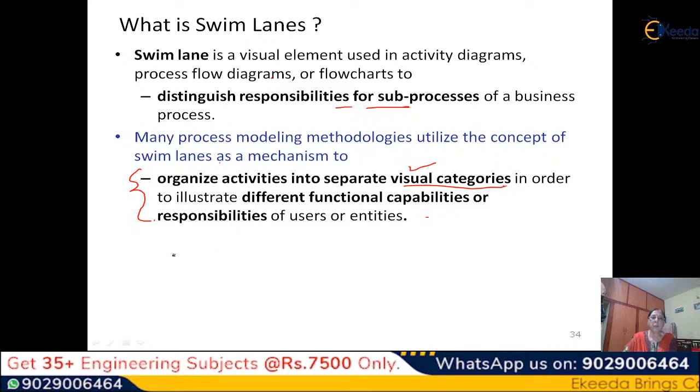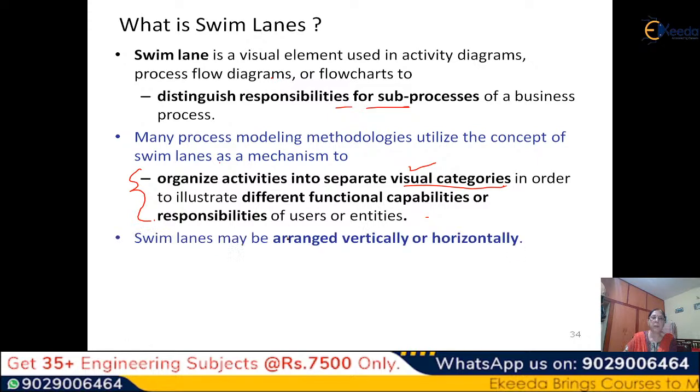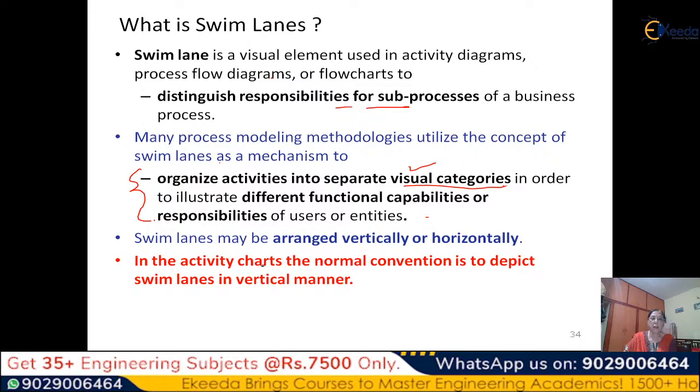So, different functional capabilities and responsibilities. Swim lanes may be arranged vertically or horizontally. What I showed you in the swimming pool is horizontal, but normally when we do activity charts, we use the vertical manner. We make the swim lanes like this. So here the users will be here, one user, second user, and the activity flow will be here.